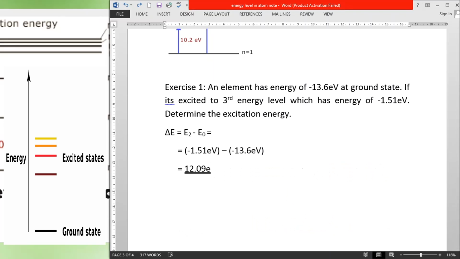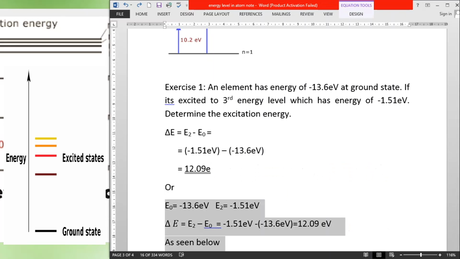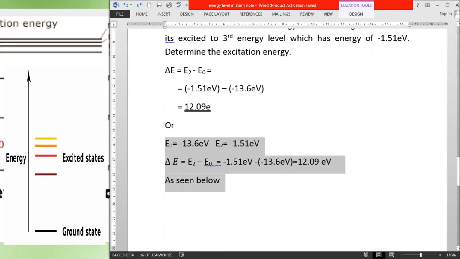So now let's continue. Now there is another way it can be calculated, where we have E0 equals minus 13.6 electron volt, and E2 is minus 1.51 electron volt. When you do the subtraction, the change in E is E2 minus E0, which is minus 1.51 electron volt subtracting this. The two negatives result in a positive, and the positive subtracts to give us 12.09 electron volt, as seen below.